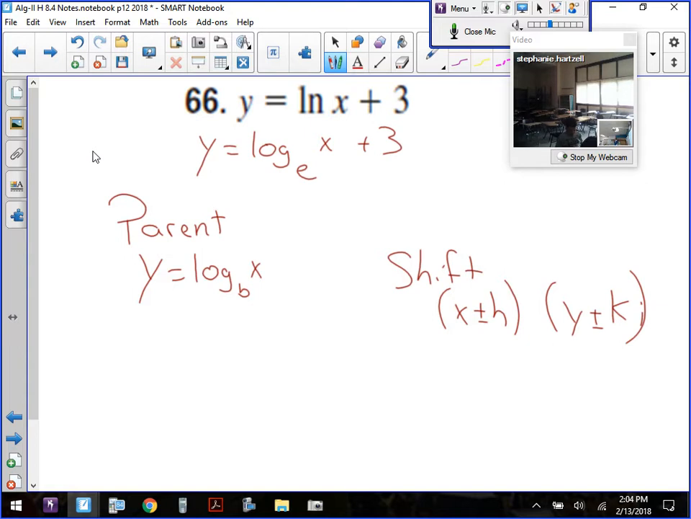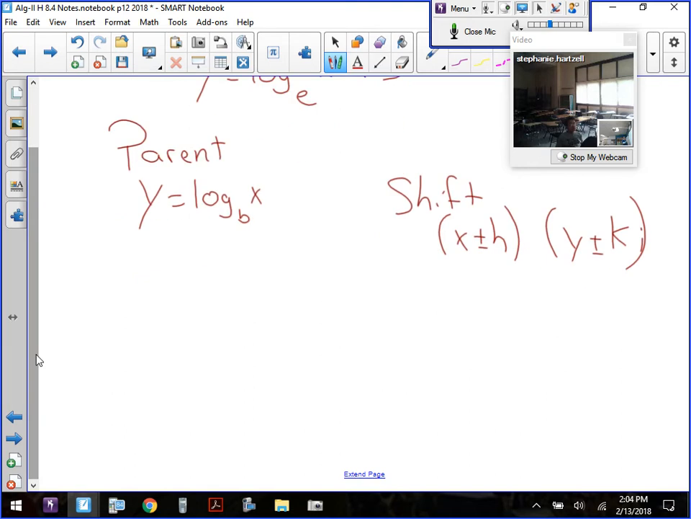L-O-G-E-L-N. 2 letters, 4 letters, half. That is out. So when you do this, you're making ordered pairs.